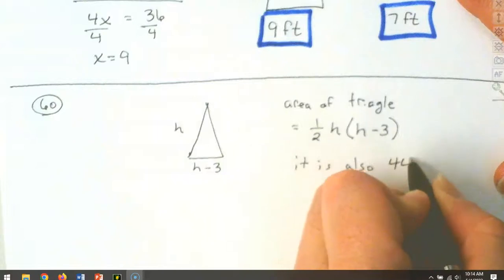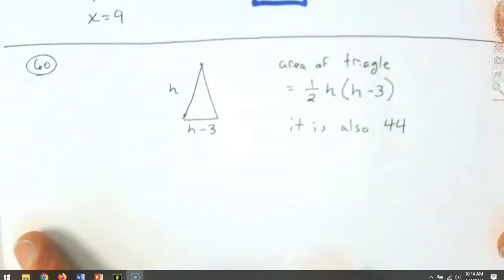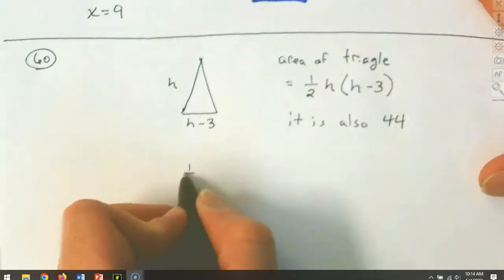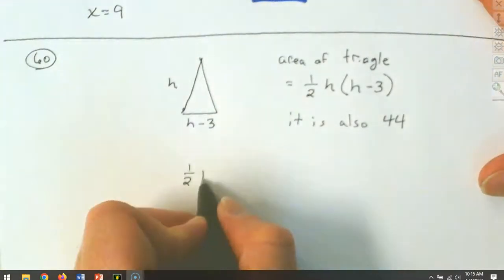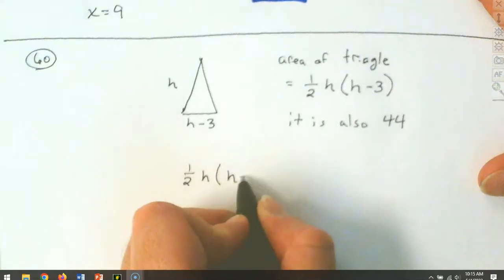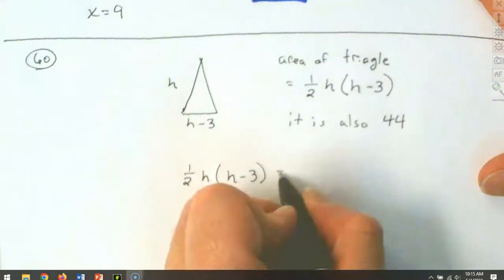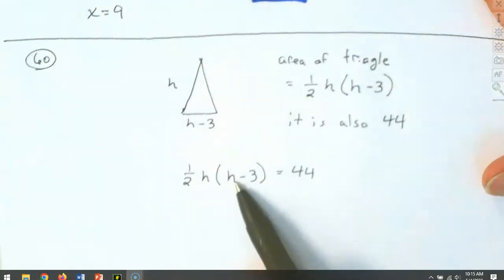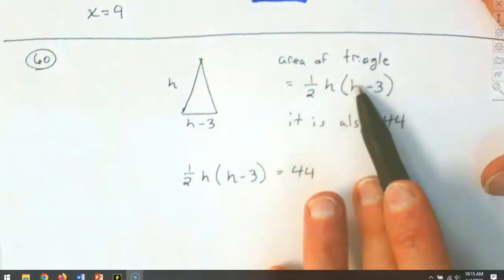So it is also 44. So that gives us then our equation. So we know we've got 1/2 times h minus 3 equals now my 44, right? Because there's the area of the triangle. That's what we found it to be.